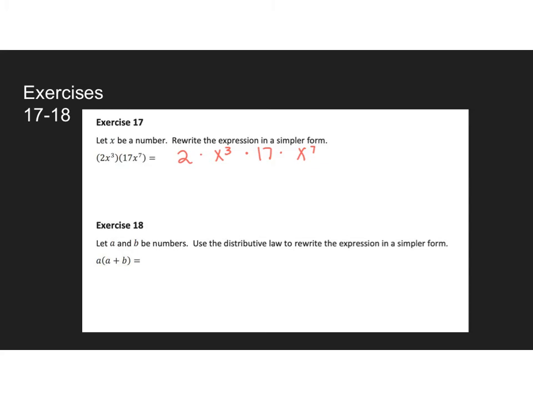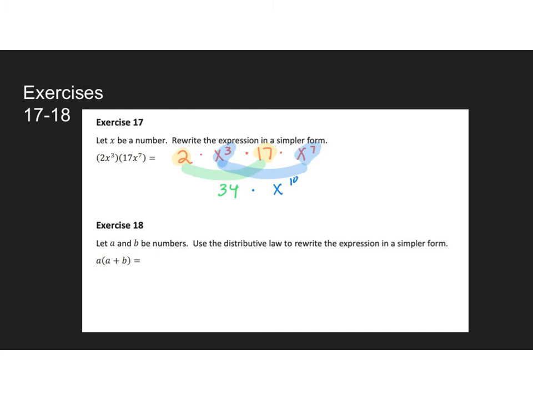All right? Now I can simplify this. Can I do what 2 times 17 is and just write that as a number? Yeah. What is 2 times 17? Well, 2 times 17 is 34. So I'm going to go ahead and combine those together. This is 34. And then can I do x to the third times x to the 7th and simplify that? Yeah, that's what we've learned today. We can change that to be x to the 10th. And again, we were multiplying everything here, so we're going to keep multiplying it.